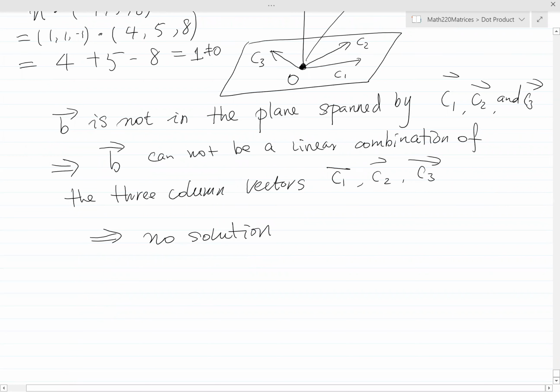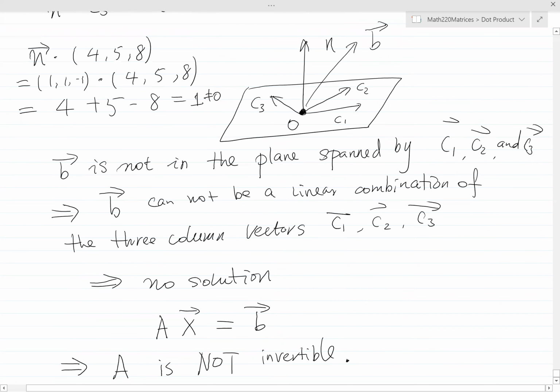And of course, this means A is not invertible. So if you write AX equal to B, this means A is not invertible, because if A is invertible, you can multiply by the inverse and get a solution. Okay, A is not invertible.